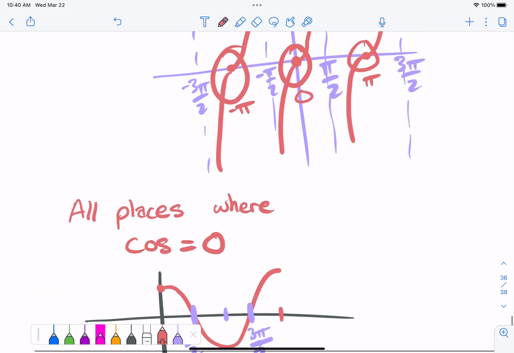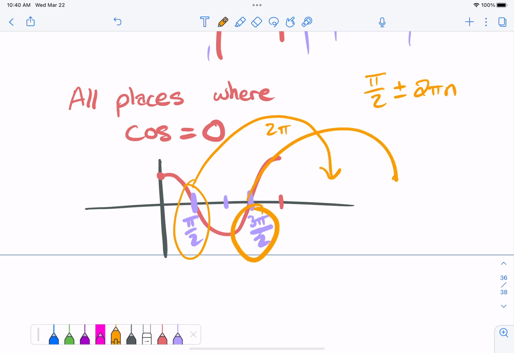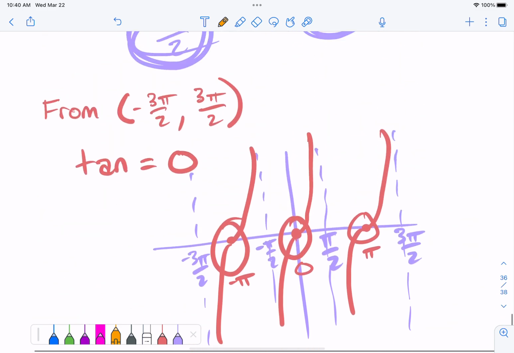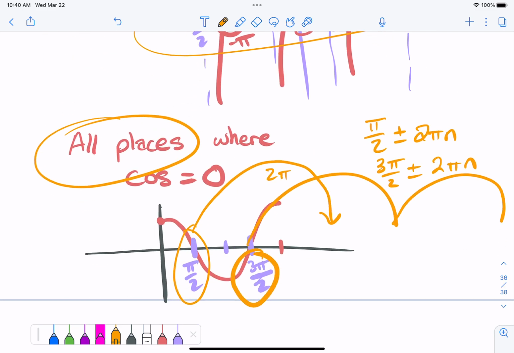Now, if it touches here at pi over 2, it's going to touch again 2 pi later, right? So for pi over 2, I would have to do plus or minus 2 pi n. But it's also touching at 3 pi over 2, and again every 2 pi later. So 3 pi over 2 plus or minus 2 pi n. Do you see the difference between all places versus just in the interval from there to there? You should have just a few numbers in the interval, versus down here you should have plus pi n or 2 pi n afterward. Got it? Happy with that?